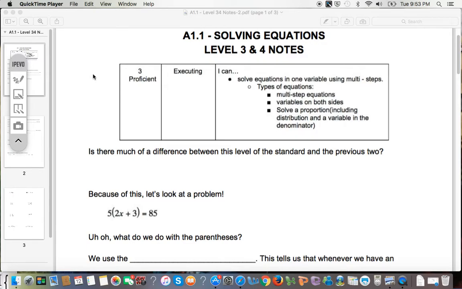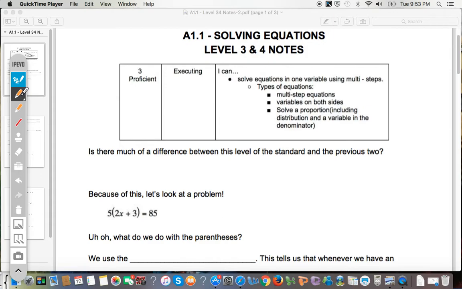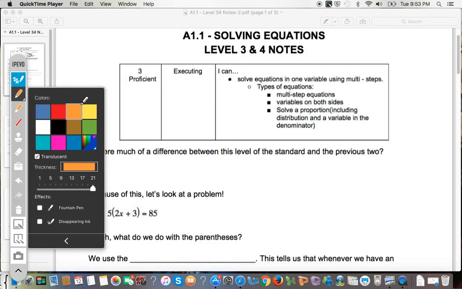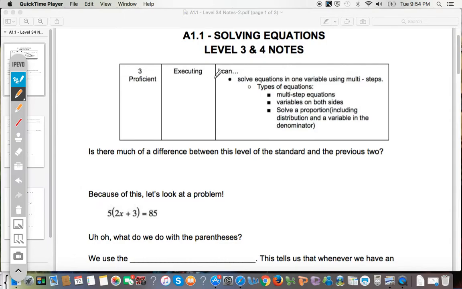Here we have the Level 3 notes for Biddeford High School Graduation Standard A1.1 Solving Equations. So, during the standard, our learning target: you will be able to solve equations in one variable using multiple steps.